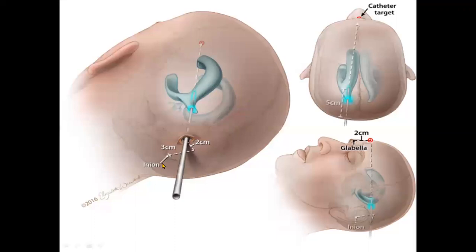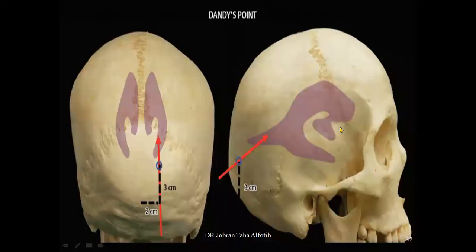As we see here in this picture, here is the inion, 3 centimeters above the inion and 2 centimeters to the midline, and our direction will be medially toward the same ipsilateral glabella, 2 centimeters above the glabella. So after that, this is Dandy's point on the skull, as we see here, 2 centimeters from the midline and 3 centimeters above the inion.